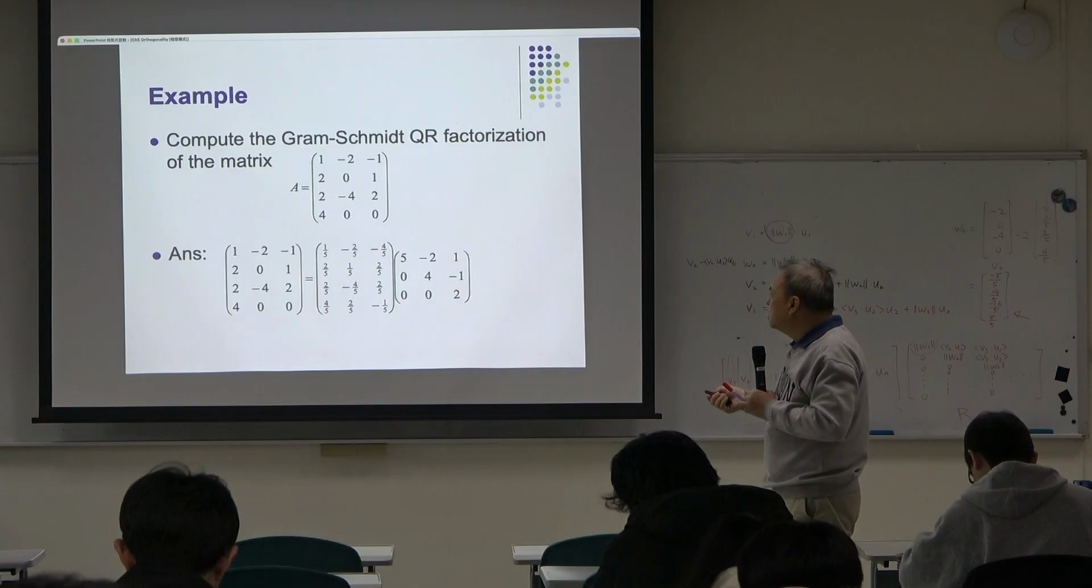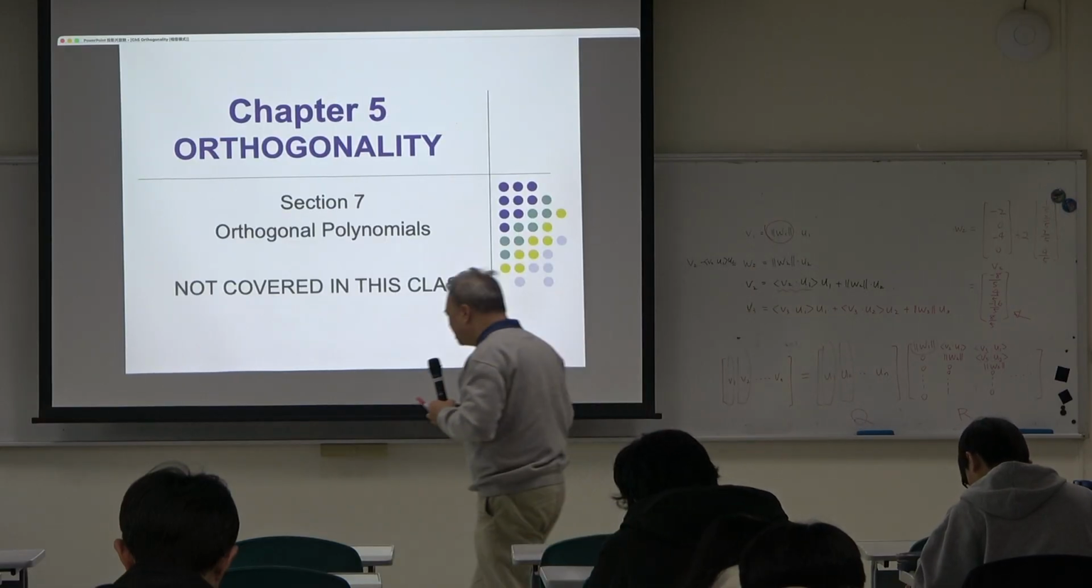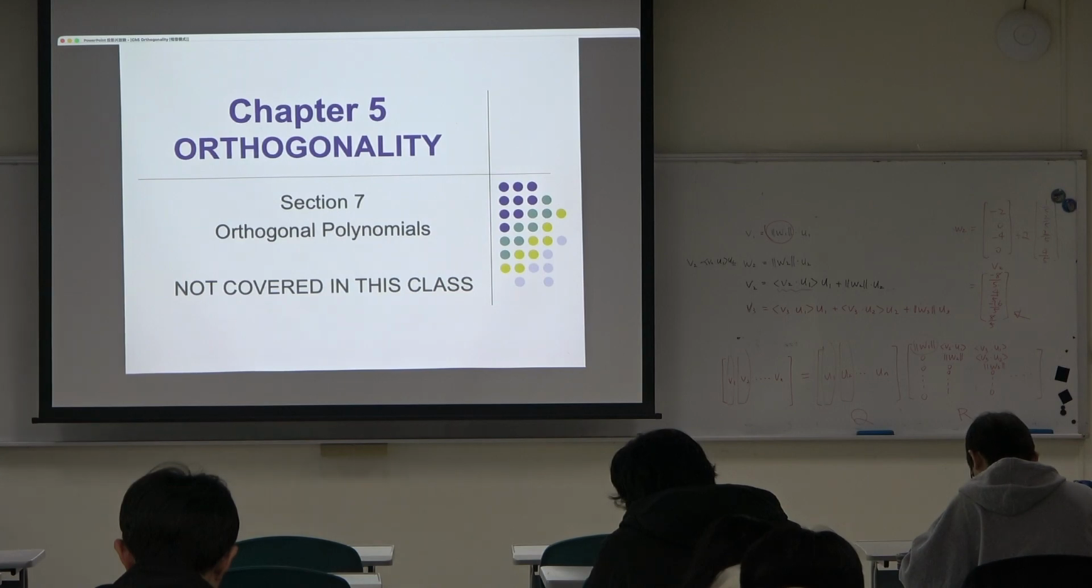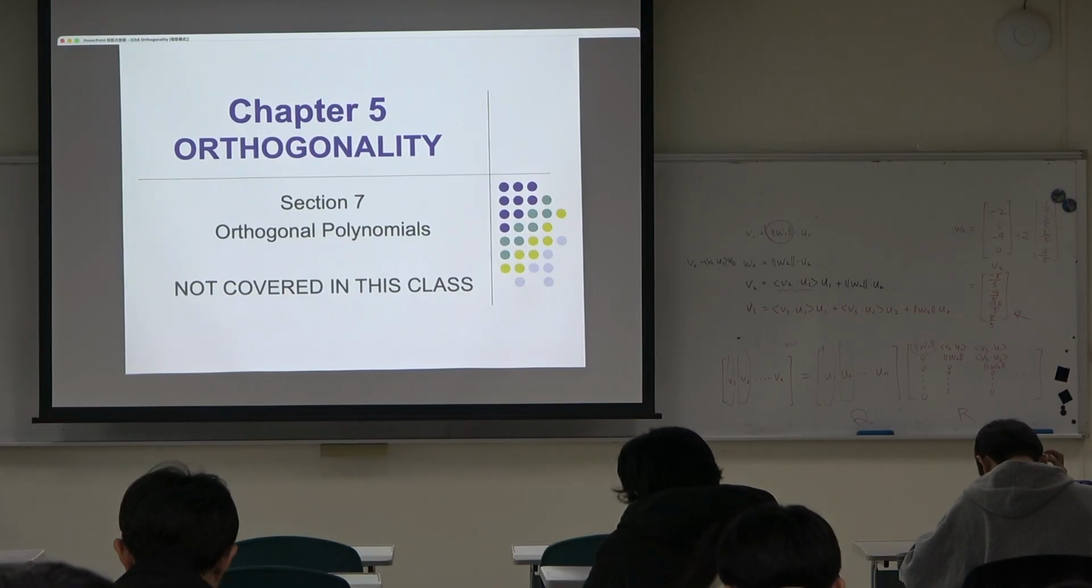So that's it. This is like what we missed last time. And section 7 is also orthogonal polynomials, which will be skipped. We're not going to cover this in this class. So that's the end of this structure.